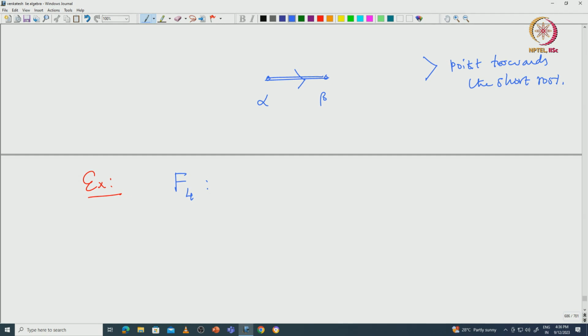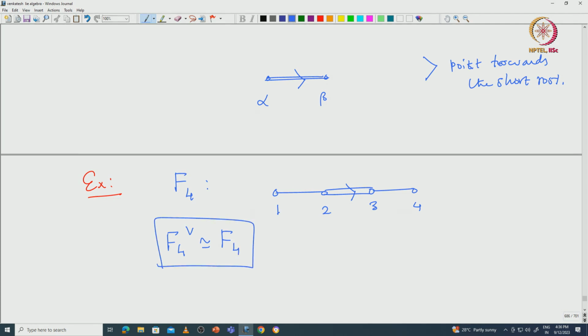The Dynkin diagram of F4 looks as follows. You take these 4 vertices and put edges between them like this, and then you put an arrow from 2 to 3. So, 1, 2, 3, 4 you take. For example, it is clear that if we take the dual of F4, the dual will be just a flipped diagram. So, you can see that the dual of F4 will be naturally isomorphic to F4. This is something you can observe immediately from the Dynkin diagram.